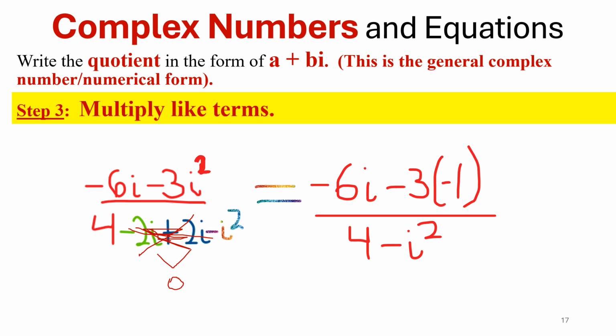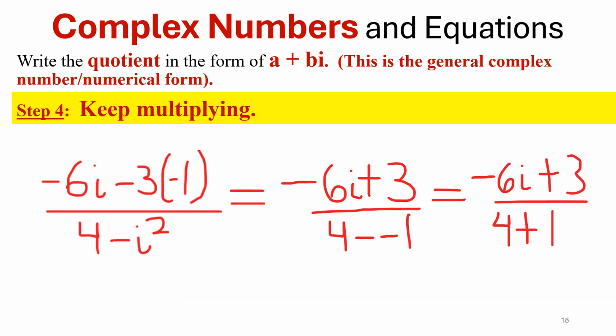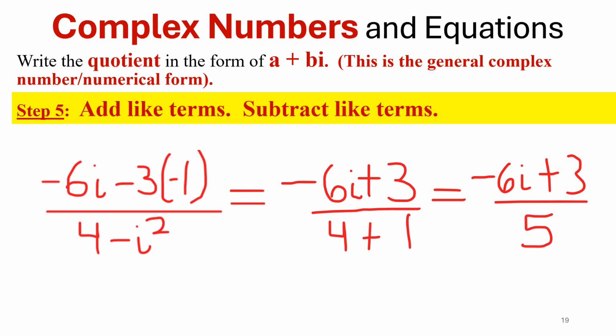This is going to become positive, isn't it? Okay, let's move on. Negative 6i plus 3. Guess what? You had a 4 minus i squared. What's going on? This is a negative already here, negative, negative 1. 4 plus 1 is 5. It's negative 6i plus 3. What are you supposed to do here? Form of a plus bi.